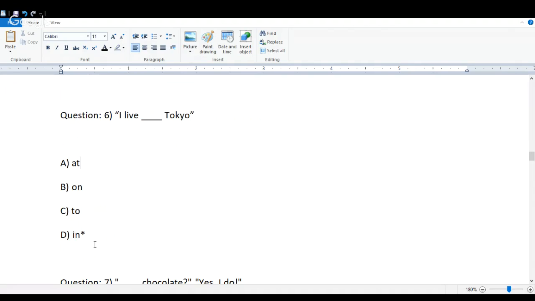Yeah, it's when you're stationary because you're not moving. So it's mainly for places. Okay, so I'll leave that there for now because I have a different explanation for in. So what about on? Why can't we say I live on Tokyo?